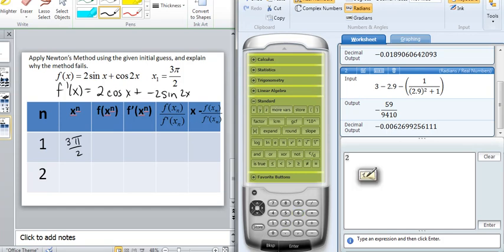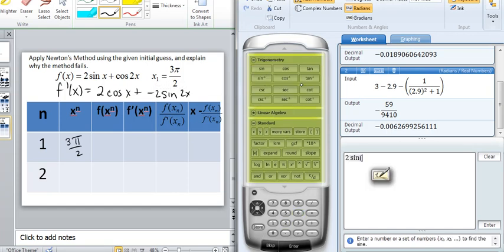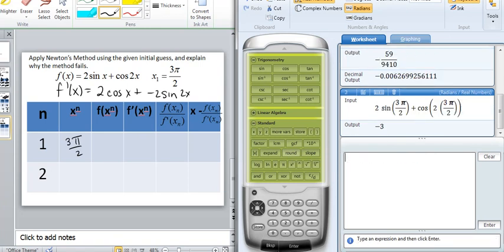So let's see here. 2 sine of 3 pi divided by 2, plus cosine of 2 times 3 pi divided by 2, gives me a negative 3.